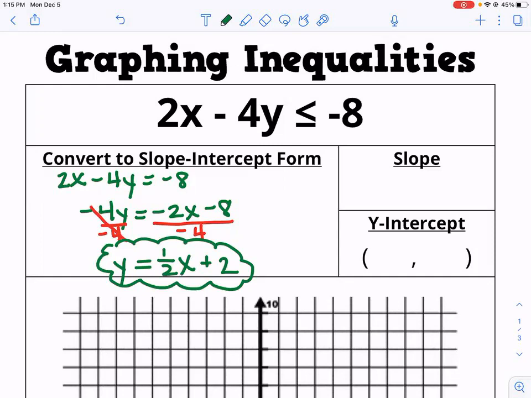Steph, what is our slope? Our slope is 1/2. Reagan, what's our y-intercept? 2. Okay, where are they getting this from? We're pulling 1/2 as our slope and 2 as our y-intercept.